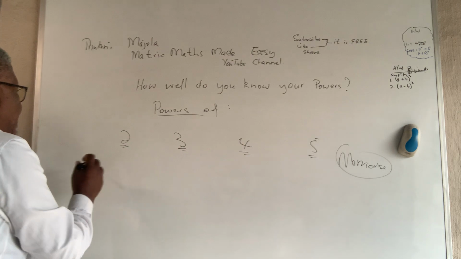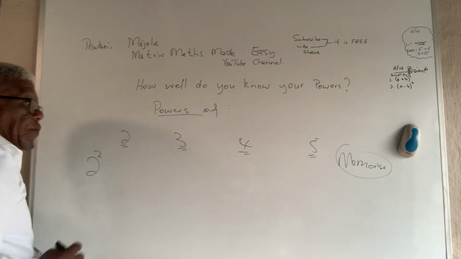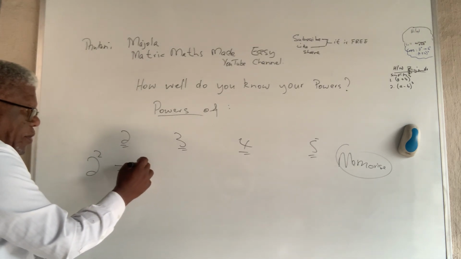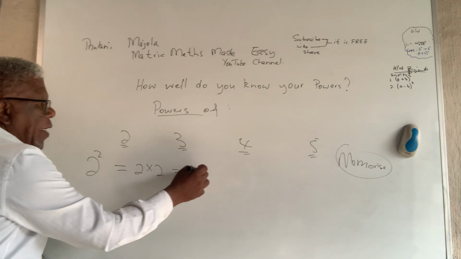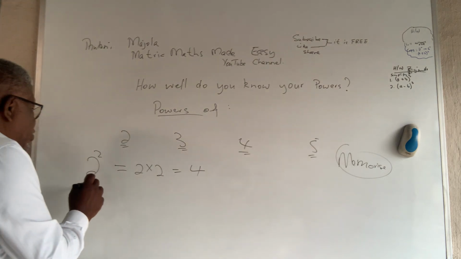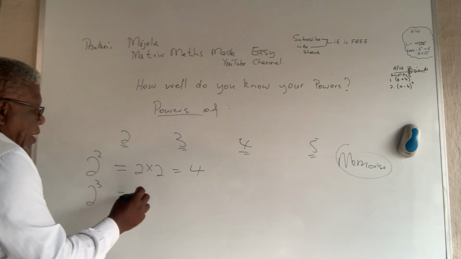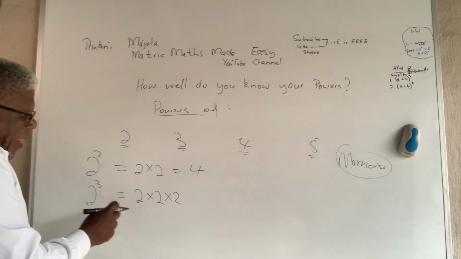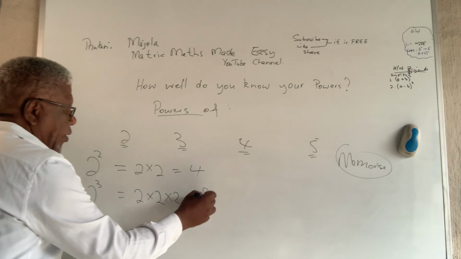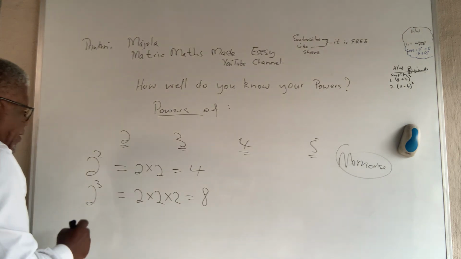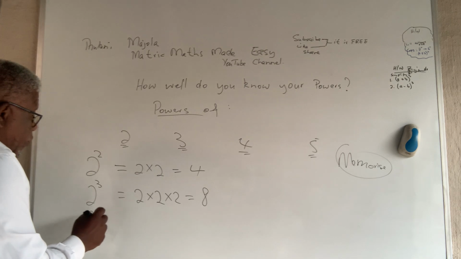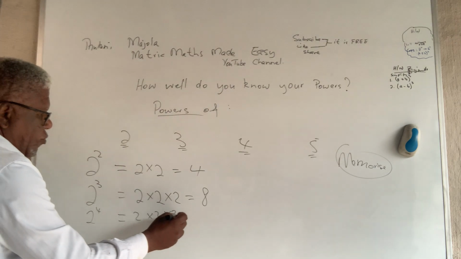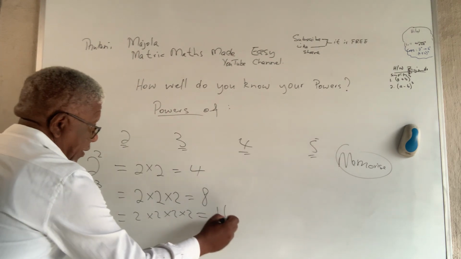Now that you understand what a power is, I need you to memorize this. 2 to the power of 2: base 2, exponent 2, that's 2 times 2, which we know from our multiplication table as 4. 2 to the power of 3 is 2 times 2 times 2, 2 multiplied 3 times, which equals 4 times 2, which is 8. 2 to the power of 4 is 8 times 2, so 2 multiplied 4 times, which is 16.